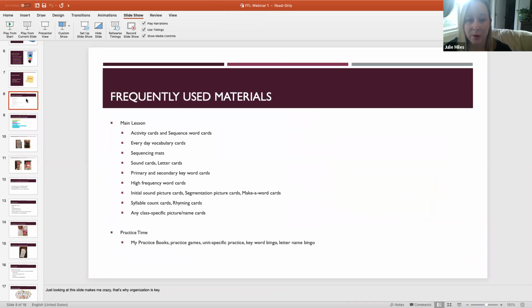Okay, this slide makes me crazy even just looking at it. So when you're talking about your main lesson materials and your practice time materials, this is everything you're talking about. And I didn't even have enough room on this slide to put everything separately. It's a crazy amount of stuff. So if you're not trying to get organized or do things in a methodical manner, it's going to be hard. So again, that's why this is one of the biggest challenges. Next slide.